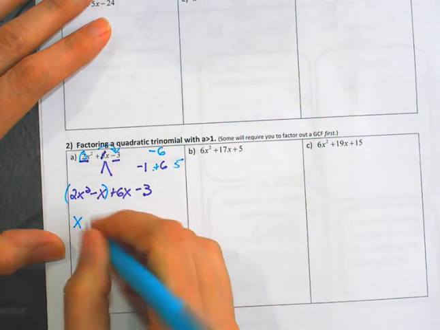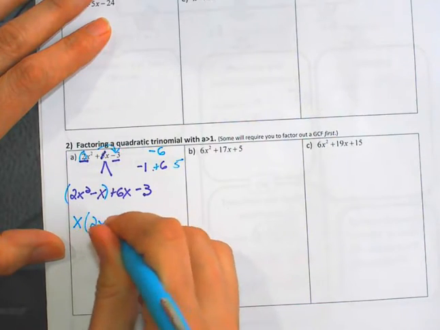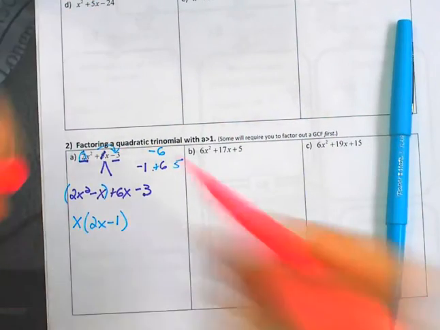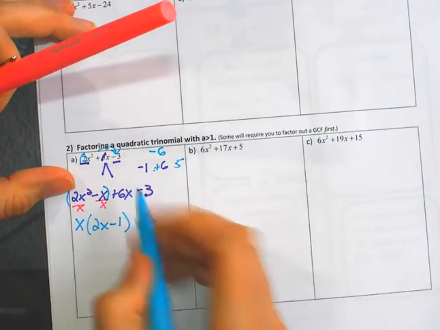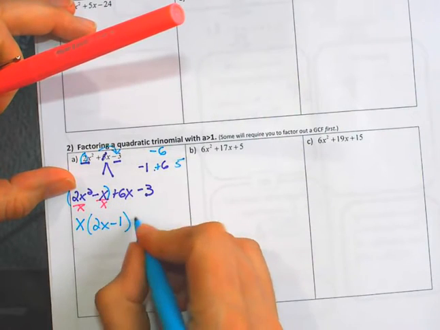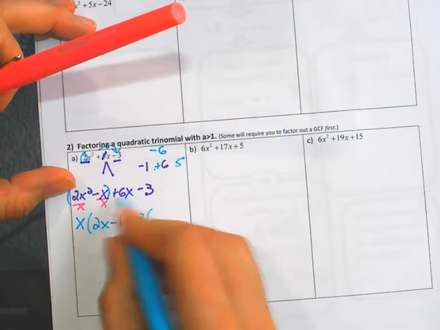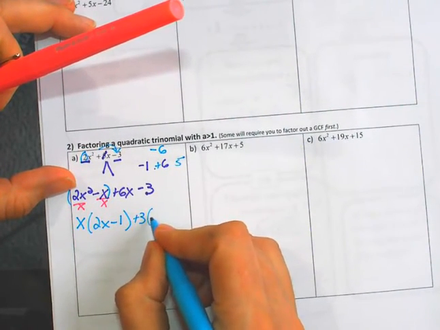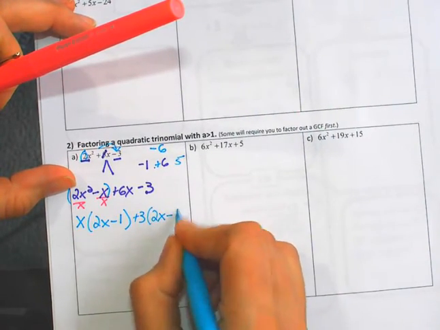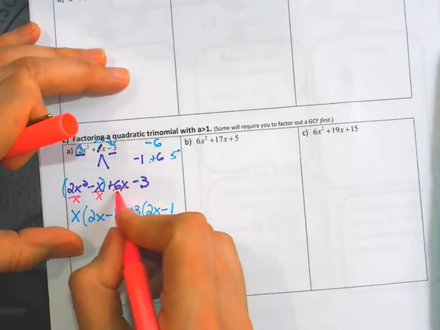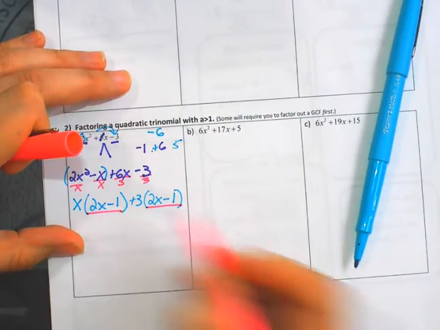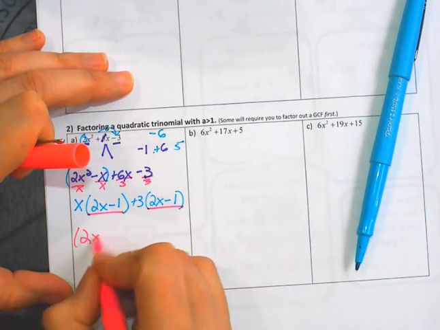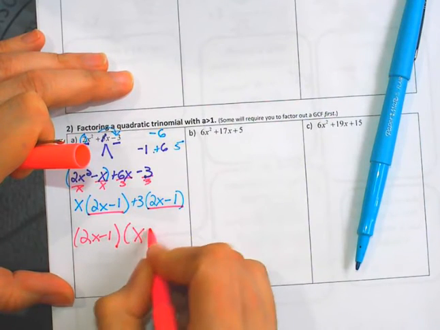I can factor out an x, which leaves me 2x minus 1. Please be careful, that is 1. X divided by x is 1. The next one, I can factor out a 3. It'd be a positive 3, so I'm going to write plus 3. And that gives me 2x minus 1. Again, we're dividing out 3 for this one. Notice that I have 2 factors that match. So my factors are 2x minus 1, x plus 3.